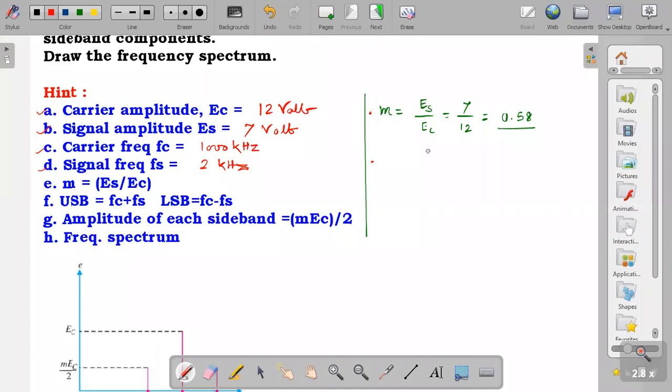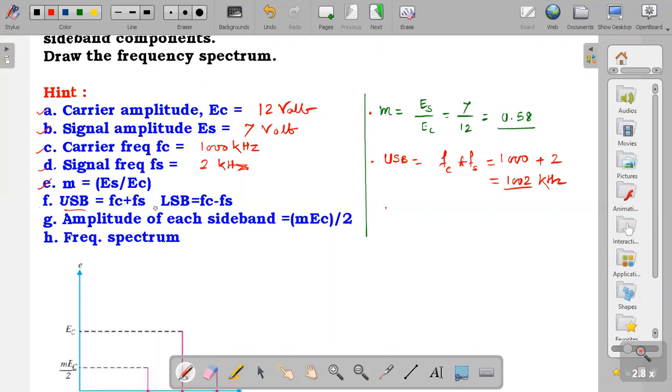Upper sideband frequency, that is USB, is equal to Fc plus Fs. And dear student, what is the Fc? Fc is 1000 kilohertz. 1000 plus Fs. Fs is your 2. Kilohertz. Yes, kilohertz. Therefore, we can write USB equals 1002 kilohertz.